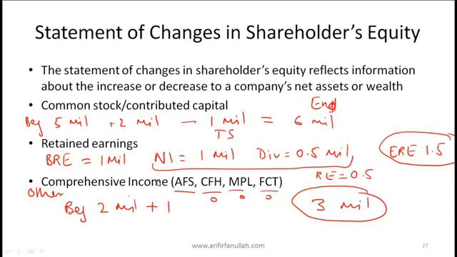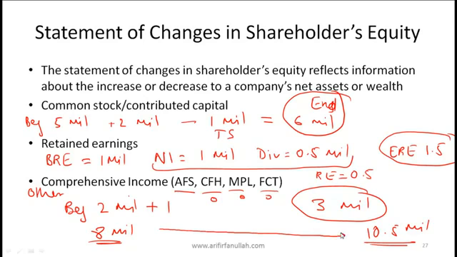So in our case, in this simple example, the equity at the end of the year would be 6 plus 1.5, which is 7.5, plus 3. So we end up with equity of 10.5 million at the end of the year. What was our beginning equity? It was 5 plus 1, 6 plus 2, 8. So we started with 8 million. From 8 million we went to 10.5 million, and basically the statement of shareholders' equity explains how that change of 2.5 million happened.